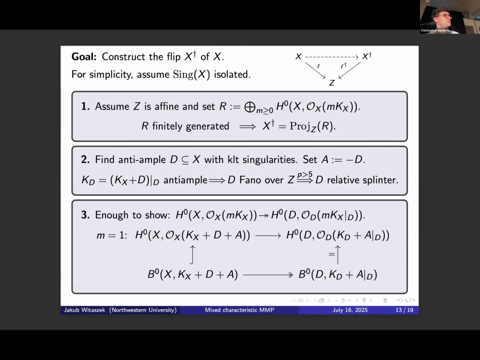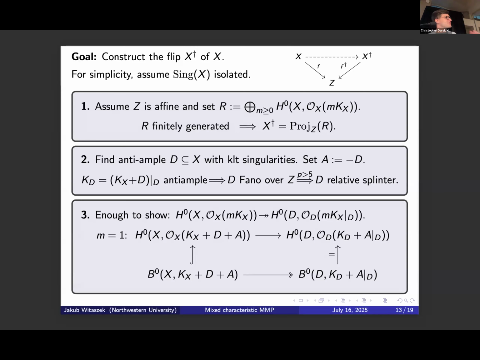So we go to box 3. Now we need to use one more simplification. The last thing one needs to check in order to show this finite generation is that the map from the canonical ring, or the sections of mKX, restricted to D, is surjective on global sections. So we need to show the surjectivity of sections.